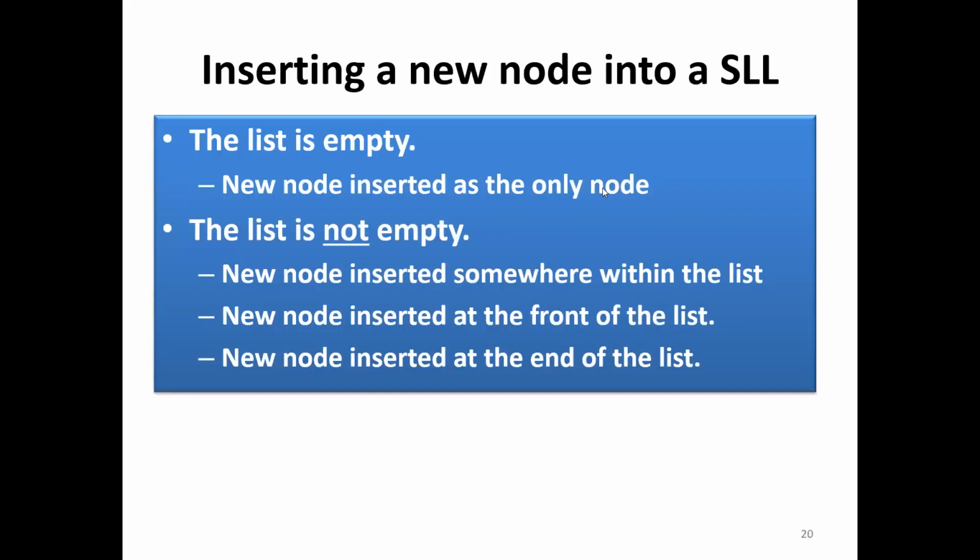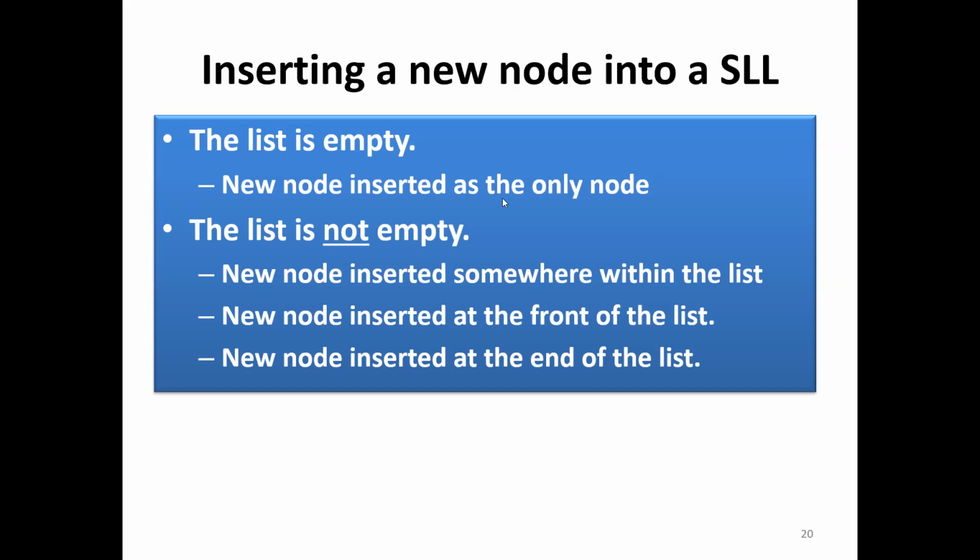So now we are moving to inserting a new node into a singly linked list. There are different conditions for inserting a new node into a singly linked list. The first condition is when the list is empty. If the list is empty, like the one we did in the previous lesson, where we had only the head, and the head was assigned to null, then we just need to create a new node.